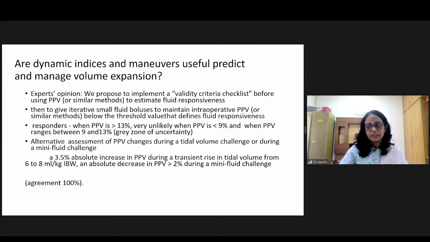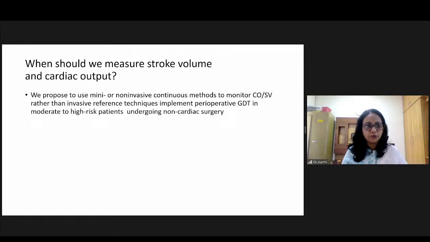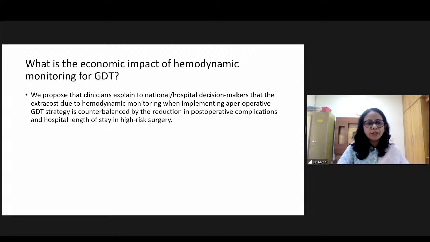So when should we measure stroke volume and cardiac output? We propose to use mini-invasive or non-invasive continuous methods to monitor cardiac output or stroke volume rather than the invasive reference technique, implemented in perioperative goal-directed therapy in moderate to high-risk patients undergoing non-cardiac surgery. And as the clinical scenario becomes more and more complex, and the patient's need for invasive monitoring increases, we implement more and more invasive monitoring. We also need to talk about the economic impact of hemodynamic monitoring for goal-directed therapy. That has to be definitely looked at, the economic impact of the advanced hemodynamic monitoring used.